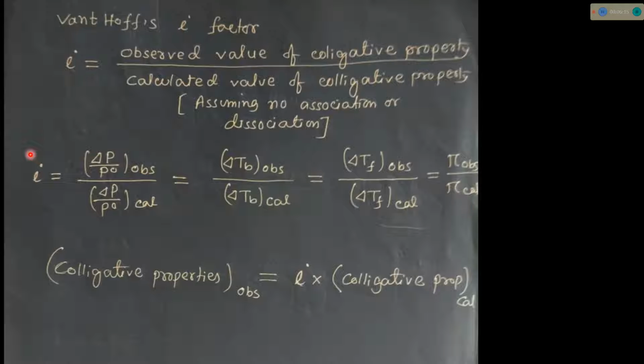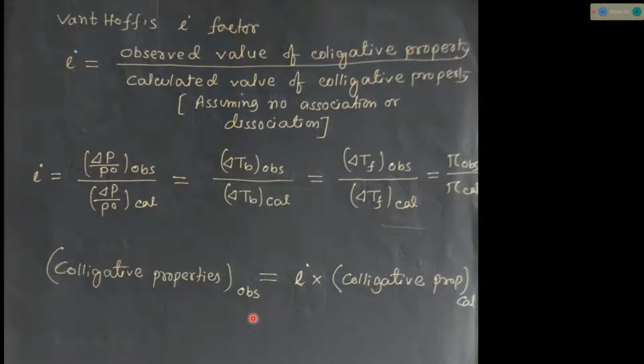So we can define the Van der Waals factor like that. Now, any colligative property observed, we can write as i into the colligative property calculated. If there is solute association or dissociation, then we have to consider the i value, and like this, colligative property observed equals i into colligative property calculated.